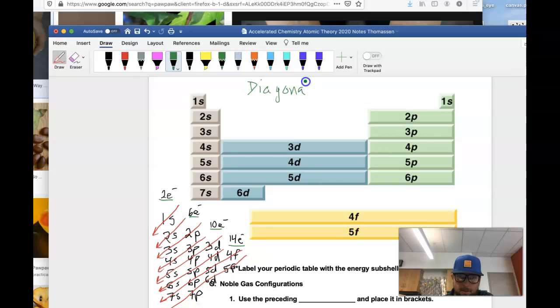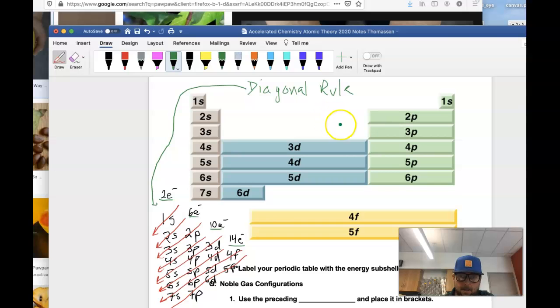And I put a little chart on the left side of the page. And you can make this chart pretty easily if you're on a quiz or a test. You just write 1s, 2s, 2p, 3s, 3p, 3d, and then put diagonal arrows to show the order in which the lowest energy to highest energy orbitals fill. Now, there are a few exceptions. However, just knowing this order will get you 95% of the way there on the elements.